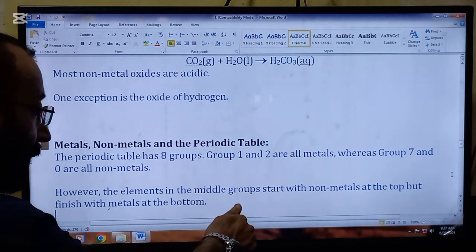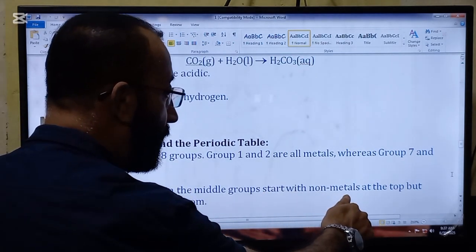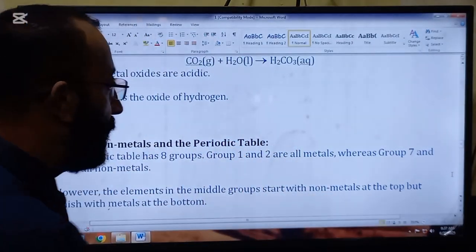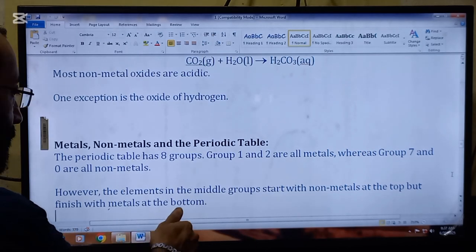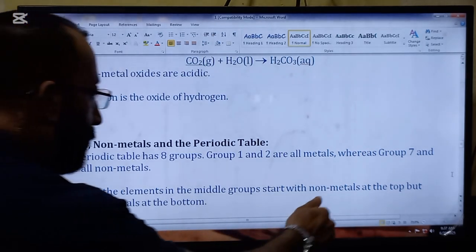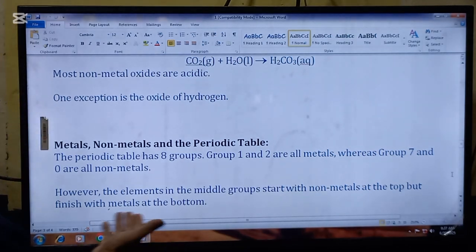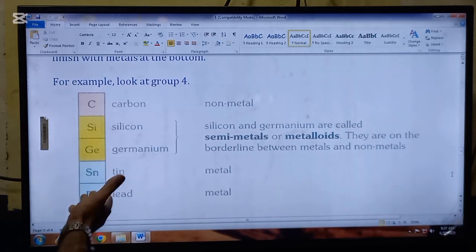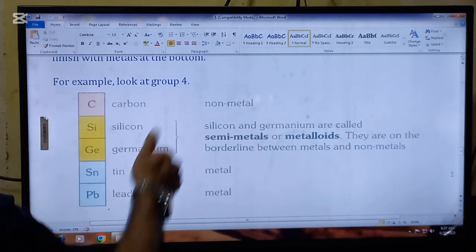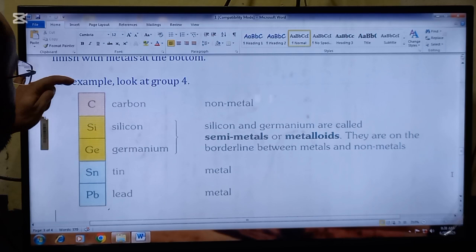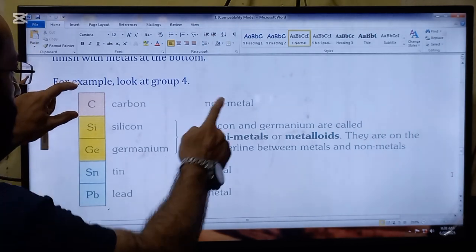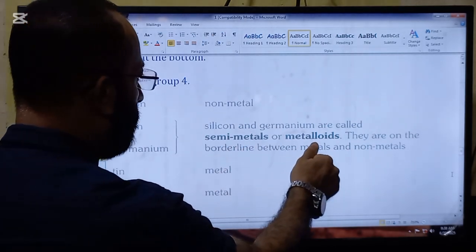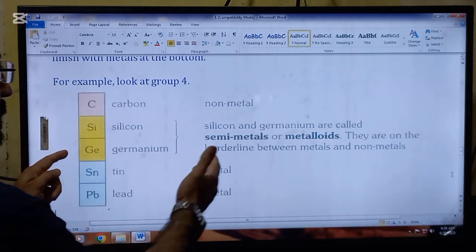The elements in the middle groups start with non-metals at the top, and gradually as we move from top to bottom, we finish with metals at the bottom. For example, here we have taken one group, group 4. If we move from top to bottom, the top is non-metals. In the middle are semi-metals or metalloids. Silicon and germanium are two examples.